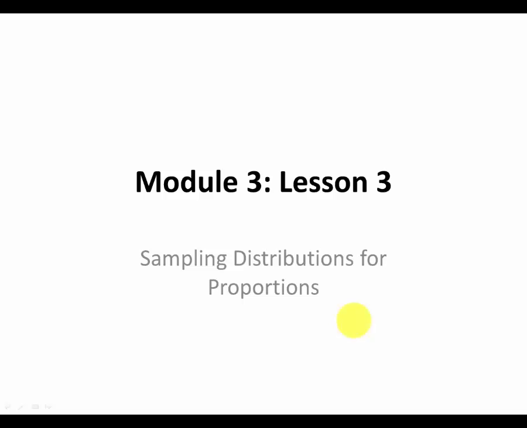This is Module 3, Lesson 3, Sampling Distributions for Proportions. In Lesson 2 of this module, we discovered sampling distributions for means. The only difference in this lesson is that we're changing our interest to proportions and away from means. We want to know how samples of proportions behave. Let's start with an example.